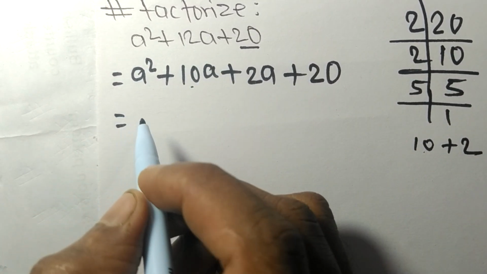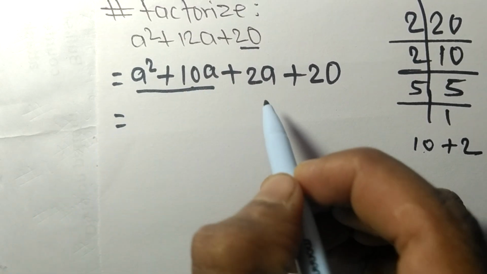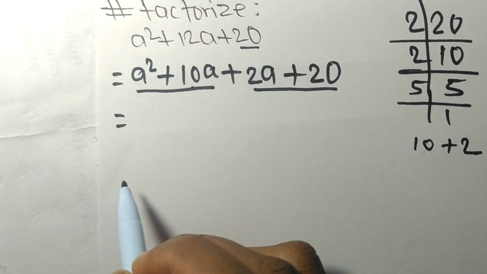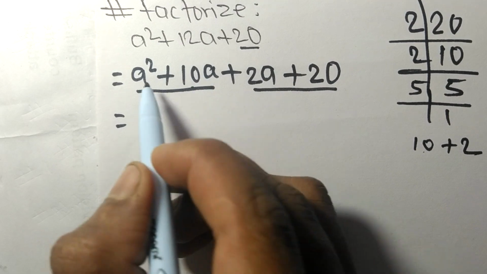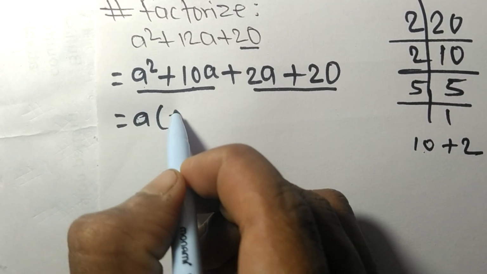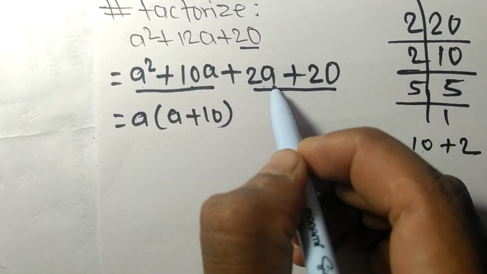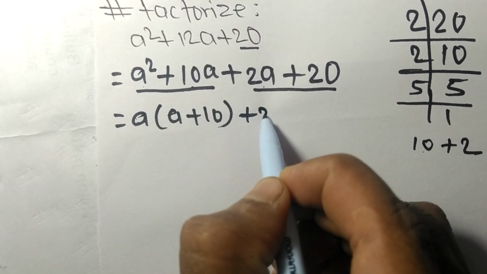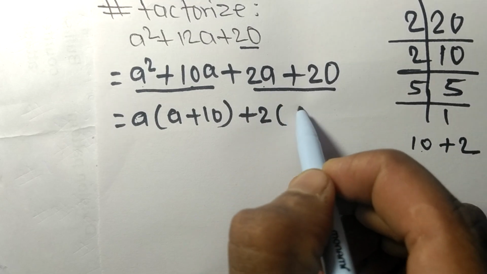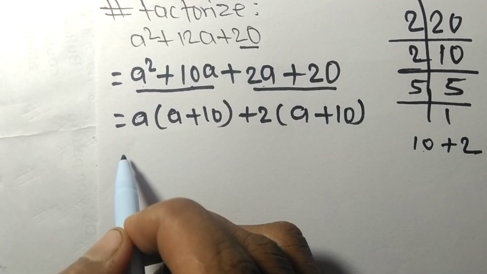So now we find out the common in both the first expression and both the last expression. In the first two, the common is a. So remaining is a plus 10. And in the last two, the common is plus 2. So remaining is a plus 2 times 10, which is 20.